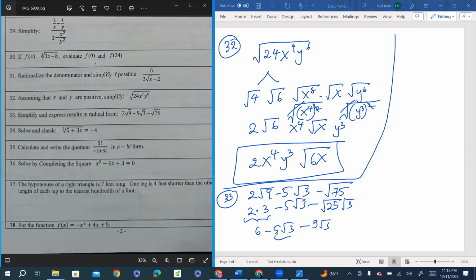Now these are like terms. So we have a 5 radical 3 and a 5 radical 3. So that's 6 minus 10 radical 3 is the final answer. Now 6 minus 10 you can't reduce because 6 doesn't have a radical and 10 has a radical attached to it. So they're not like terms. So the 33 answer, 6 minus 10 radical 3, is correct. Okay, let's look at 34. Let me erase the board. So 34.